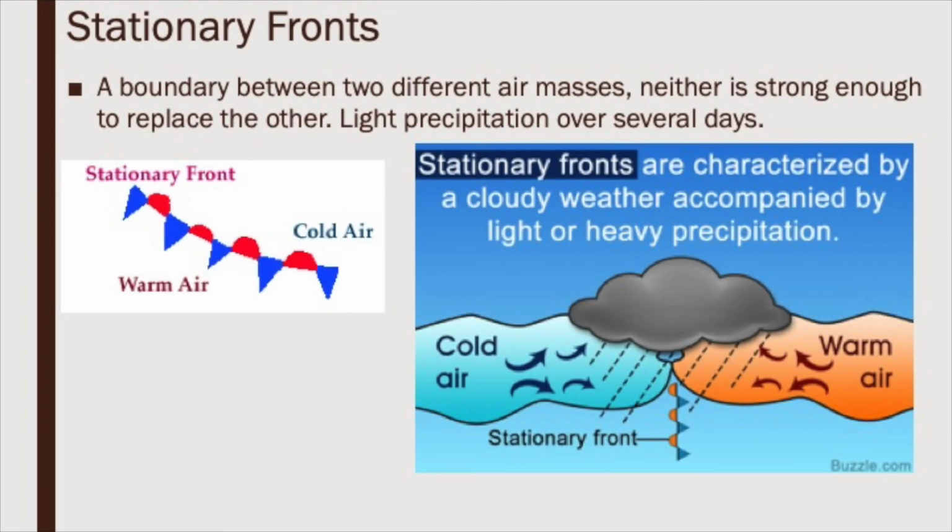In a stationary front, we have 2 different air masses, and neither one is really strong enough to replace the other. So they kind of sit there, and we'll get a lot of rain over several days. So it's just a lot of cloudy, rainy days, but nothing really heavy.